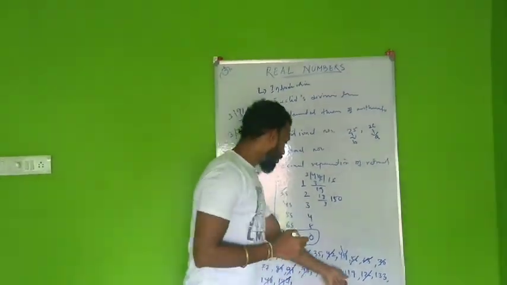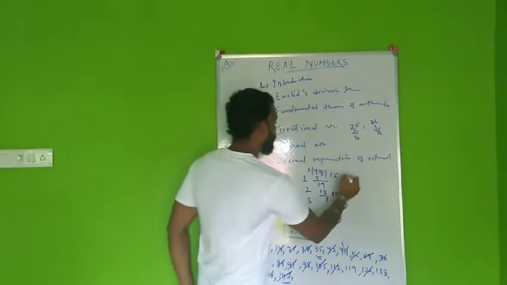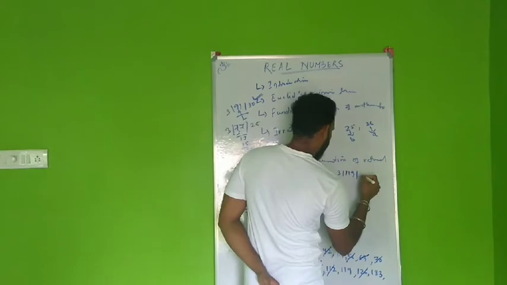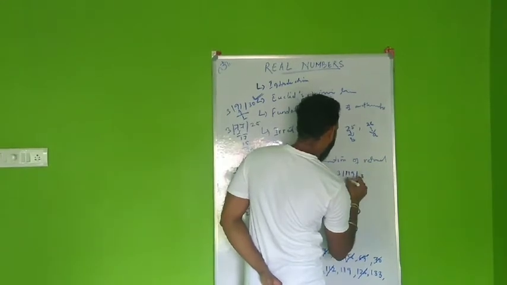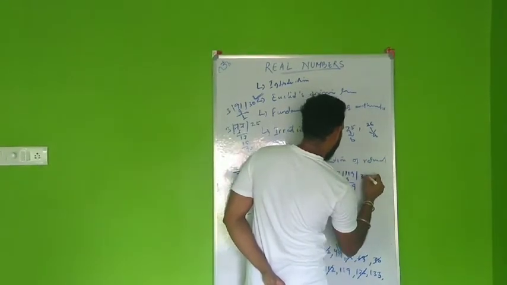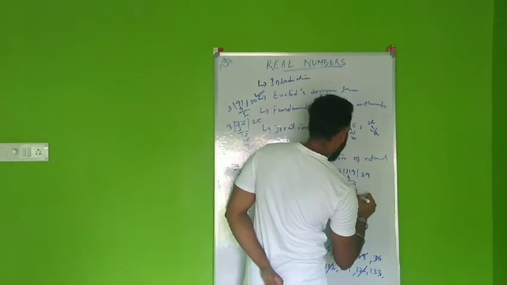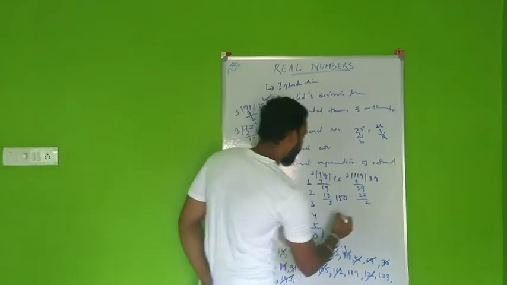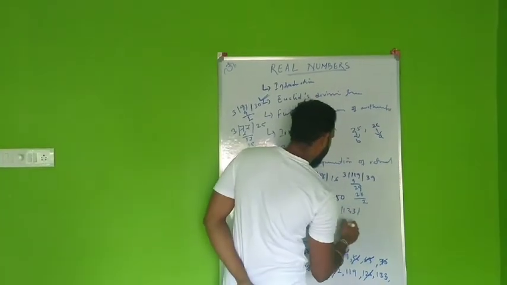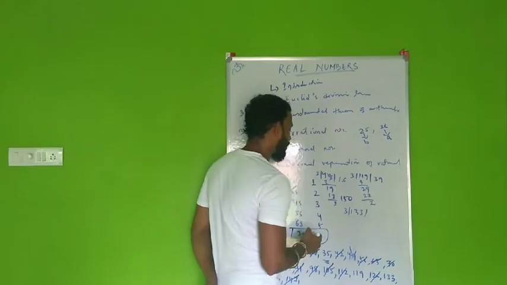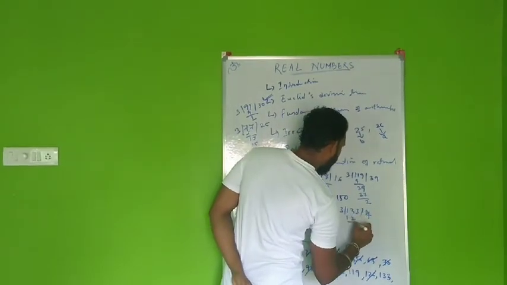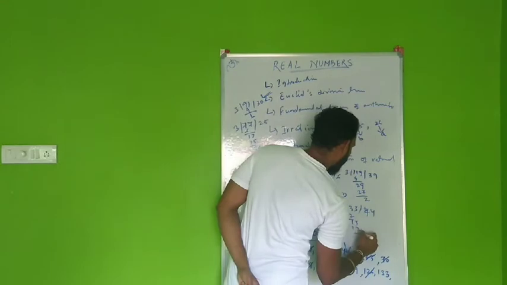Likewise, if I consider 119 and divide it by 3, 3 times 39 is 117, so the remainder is 2. So it may be a possibility. Then next, 133. If I divide this by 3, 3 times 44 is 132, so 1 is left.